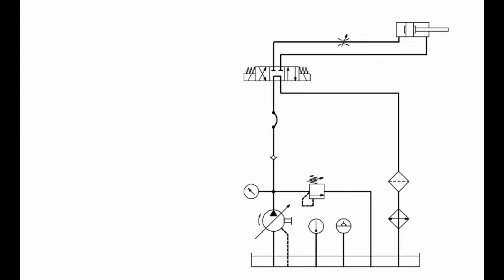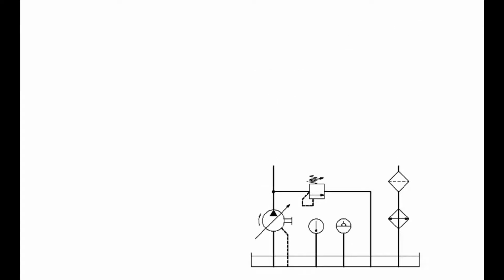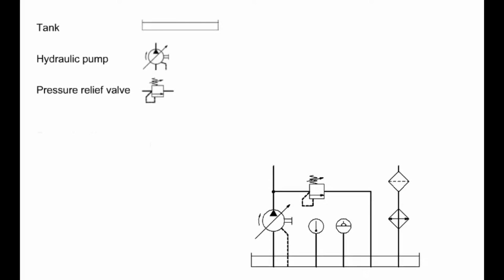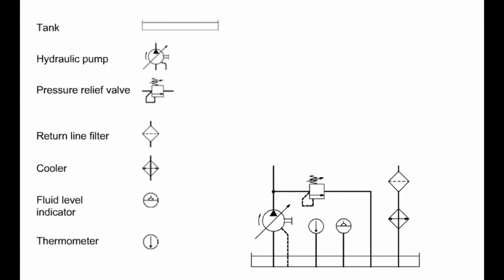Using a simple circuit diagram, we will now show the most important graphical symbols and explain their interactions in a hydraulic system. Let us now look at the hydraulic components in the functional group Energy Supply and Processing. Our example contains the following components: tank for hydraulic fluid, hydraulic pump, pressure relief valve, return line filter, cooler, fluid level indicator, and thermometer.